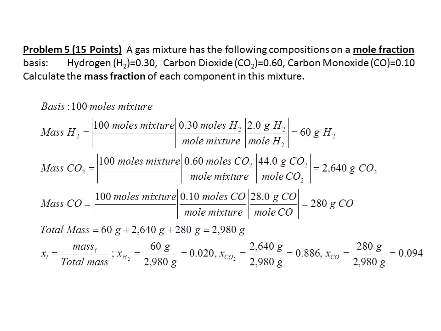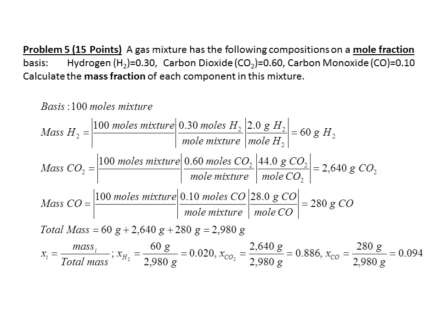We'll do the same thing for carbon dioxide using its mole fraction and its molecular weight to determine to have 2,640 grams of carbon dioxide. And by similar calculation, we'll have 280 grams of carbon monoxide. This gives us a total mass for 100 moles of mixture to be 2,980 grams.